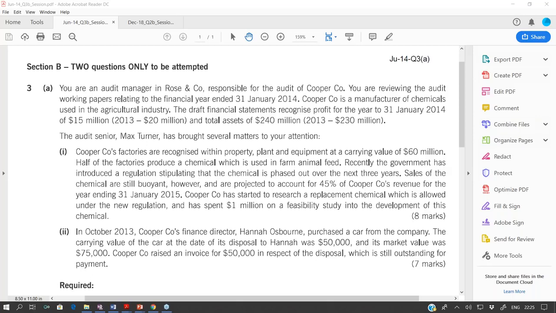exam paper. Right in front of your screen is the June 14 exam, question number 3, part A, which is on evidence. This is a question which I have never attempted before in any of my previous webinars. So this is a fresh question which you can gain access to in this March 2019 webinar. Now let's see the requirements of this question.